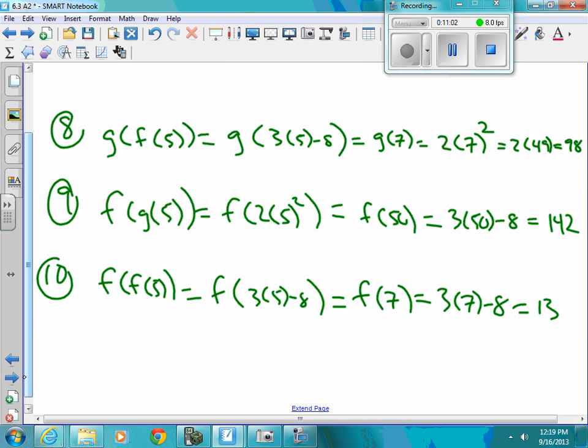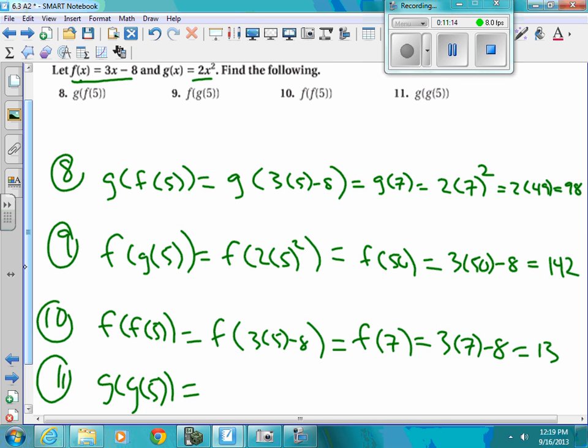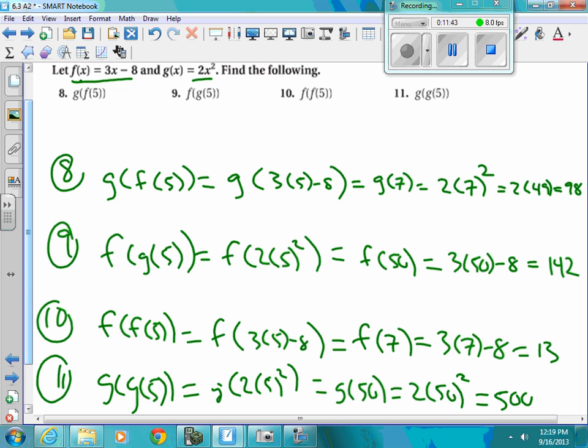And finally, we'll do it with g one more time. G of g of 5. So we're using the same input all three times, but noticing we're getting dramatically different results depending upon what functions and what orders they are composed together. G of 2 times 5 squared. We've done this one before. It's 25 times 2, or 50. So now we're going to plug 50 back into g again, and we get 2 times 50 squared, which is going to be 2,500 times 2, or 5,000.